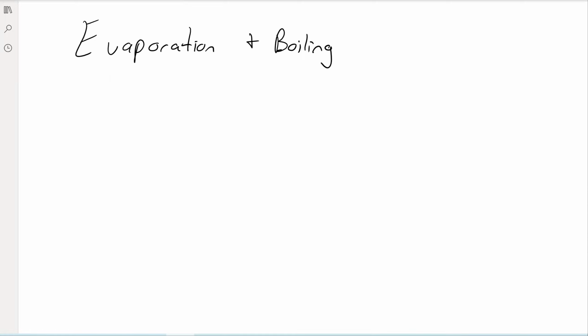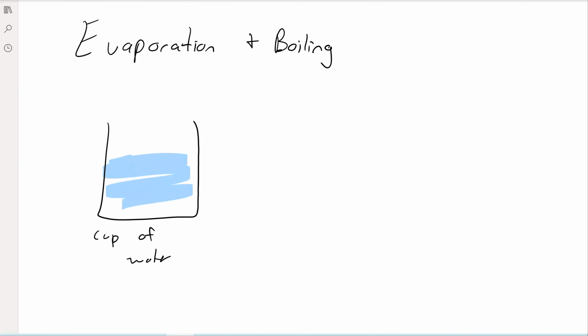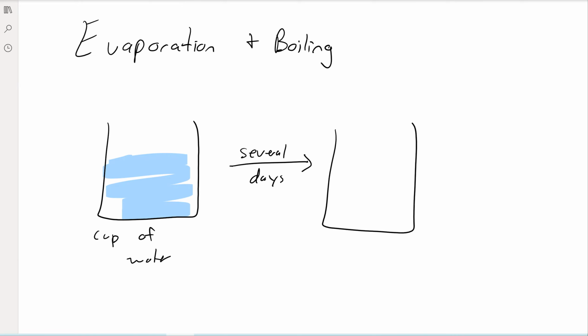Right, so let's expand on our concept of boiling and phase transitions in general, and let's talk about evaporation and boiling. So for example, if you have a cup of water, right, there's my water, and you leave it out on the counter for several days, or longer or shorter. What you're going to notice is that eventually there's going to be less water, right? Nothing too groundbreaking there. Some of it has evaporated away.